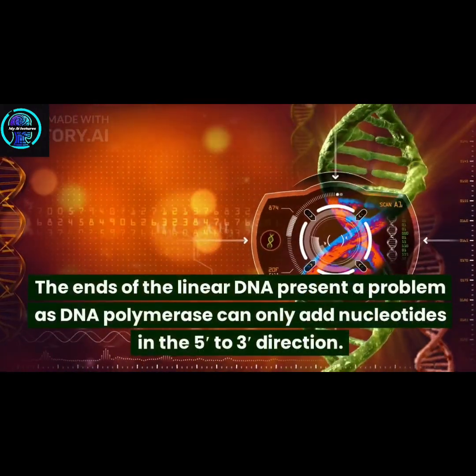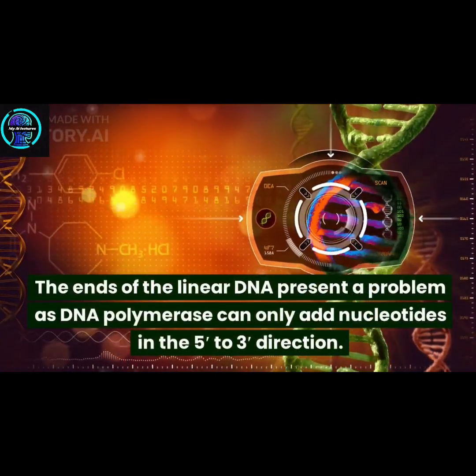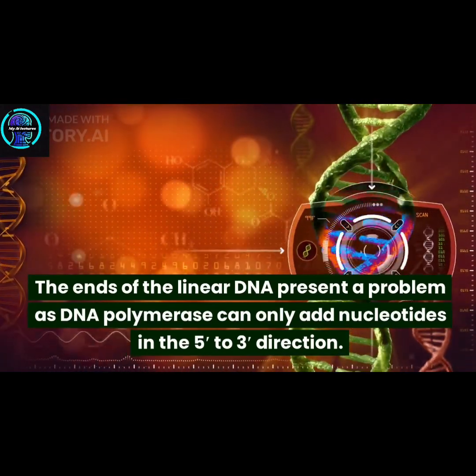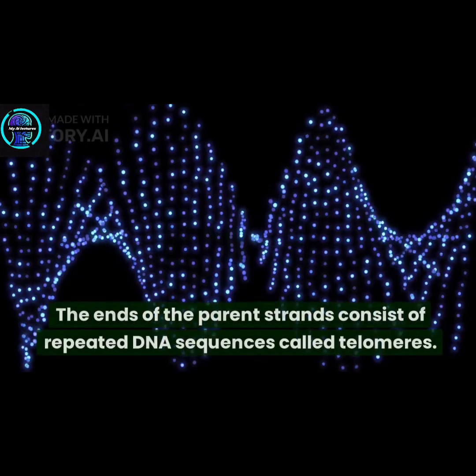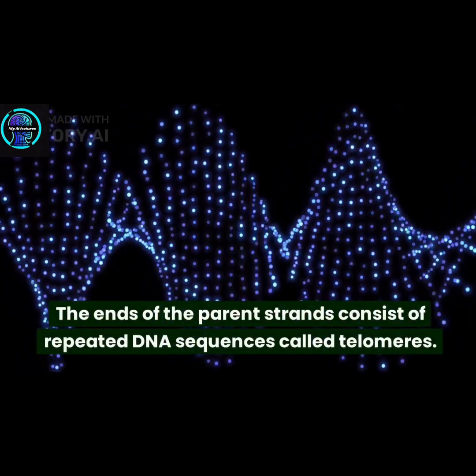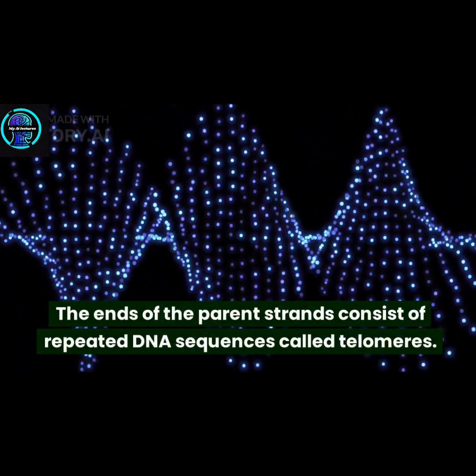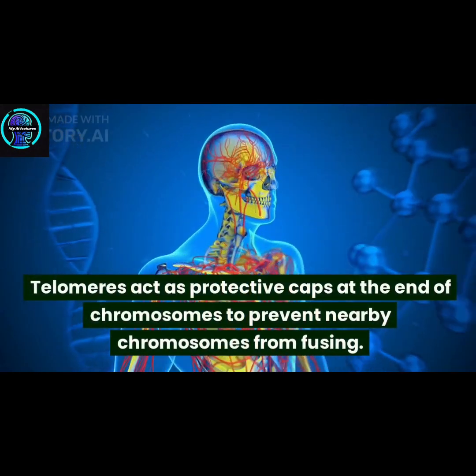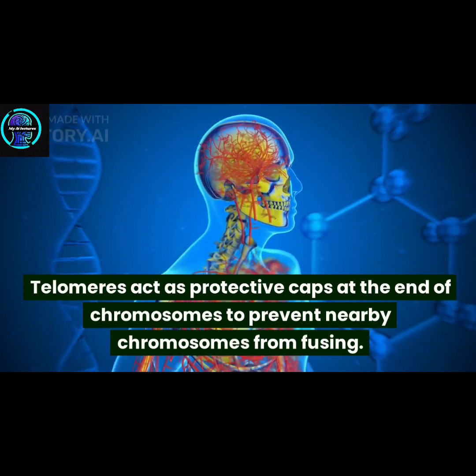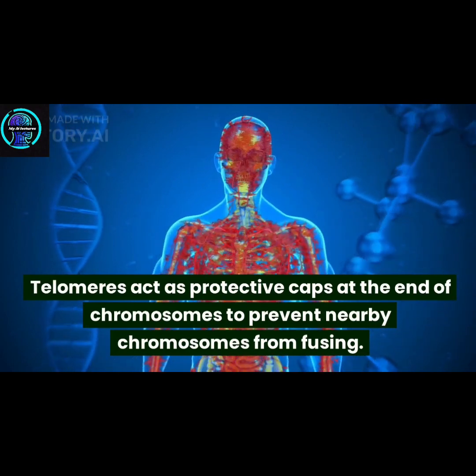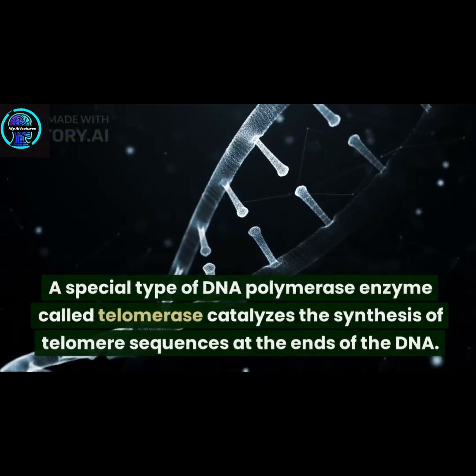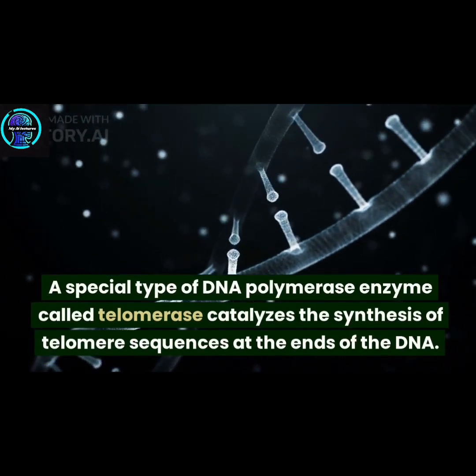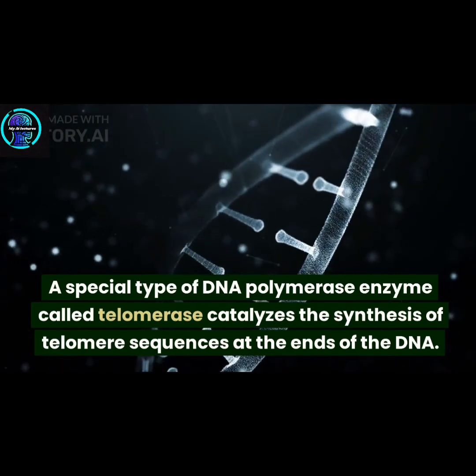The ends of the linear DNA present a problem as DNA polymerase can only add nucleotides in the 5' to 3' direction. The ends of the parent strands consist of repeated DNA sequences called telomeres. Telomeres act as protective caps at the end of chromosomes to prevent nearby chromosomes from fusing. A special type of DNA polymerase enzyme called telomerase catalyzes the synthesis of telomere sequences at the ends of the DNA.